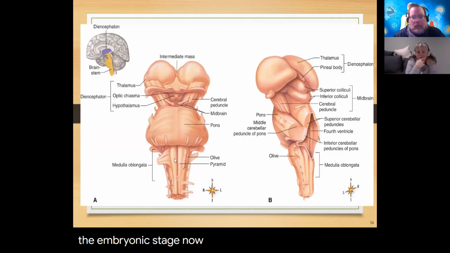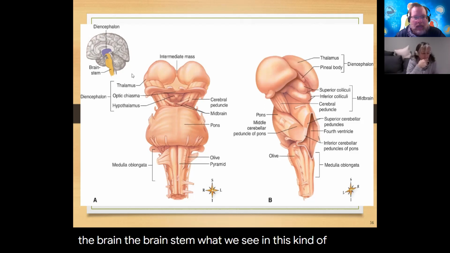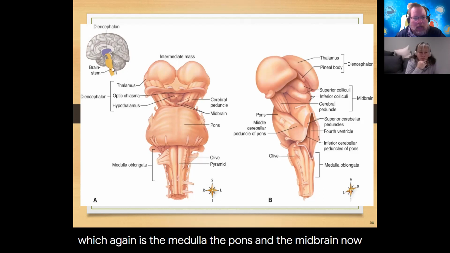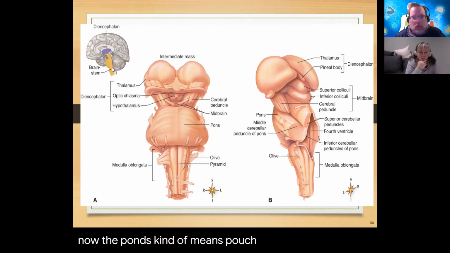Now, let's move into the first section of the brain stem. What we see in this mid-sagittal section, this side view, is this bright yellow portion indicating the brain stem, which again is the medulla, the pons, and the midbrain. Now, the pons kind of means pouch. So you can see there's a little bit of a pouch. It almost even looks like a backwards P.